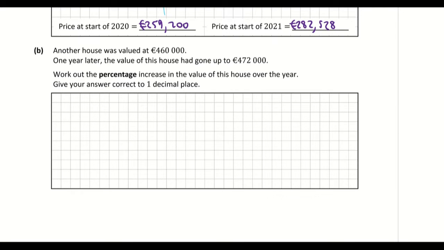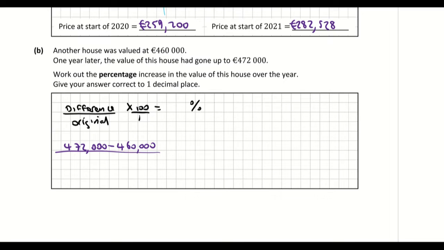So this is basically percentage difference, percentage error, and our formula here will be the difference of the prices over the original price, and then we multiply that by 100 over 1 to turn that into our percentage. So the difference in the price is going to be the 472,000 minus the value of the house, which was 460,000. We take them away from each other and we divide it by the original. The original is the starting value, which is the 460,000.